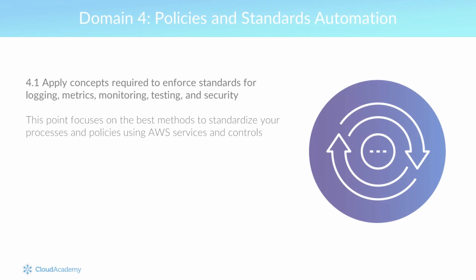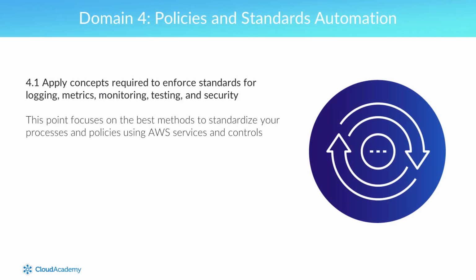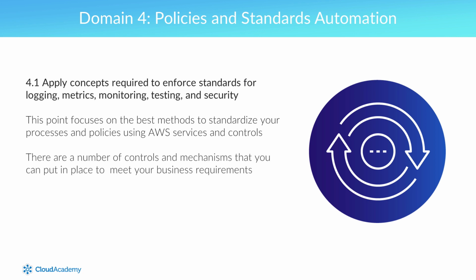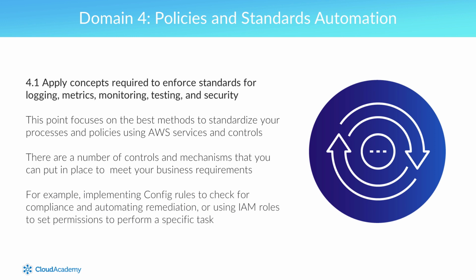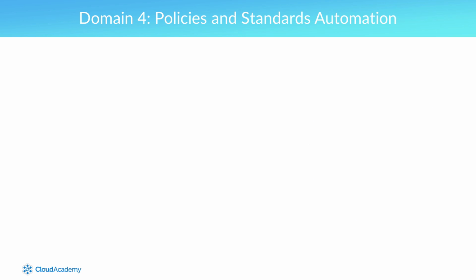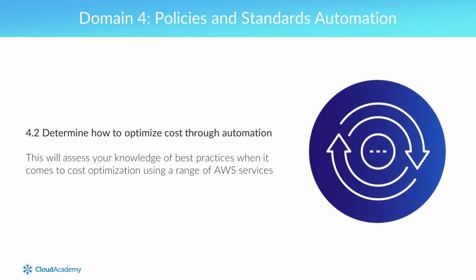Apply concepts required to enforce standards for logging, metrics, monitoring, testing and security. This point focuses on the best methods to standardize your processes and policies using AWS services and controls. There are a number of controls and mechanisms that you can put in place to ensure certain actions can or can't take place depending on your business requirements. For example, implementing Config rules to check for compliance and automating remediation, or using IAM roles to set permissions to perform a specific task.